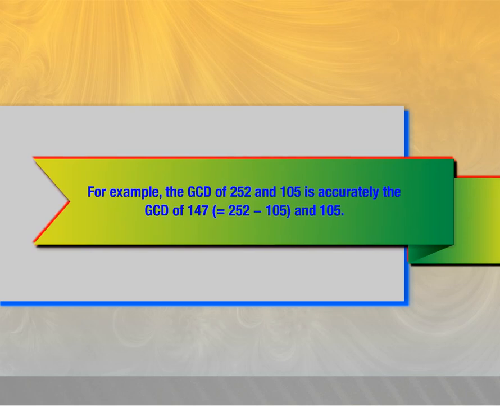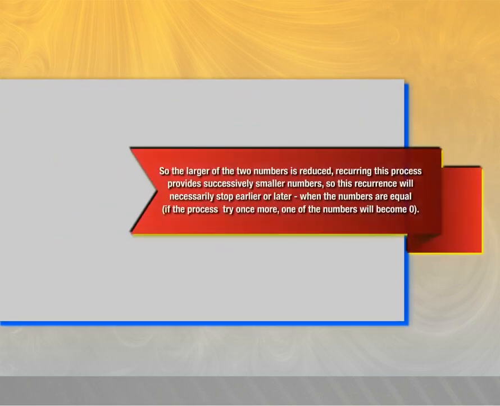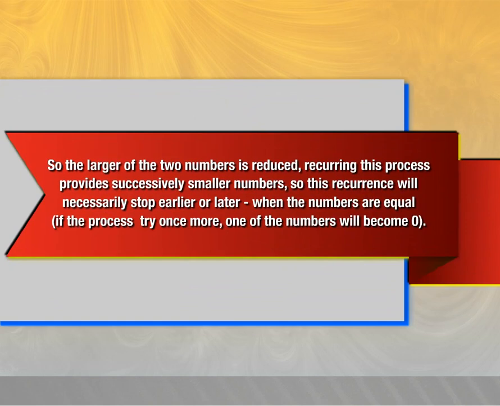For example, the GCD of 252 and 105 is exactly the GCD of 147, equal to 252 minus 105, and 105. So, the larger of the two numbers is reduced. Repeating this process gives successively smaller numbers, so this repetition will necessarily stop sooner or later. When the numbers are equal, if the process is tried once more, one of the numbers will become 0.